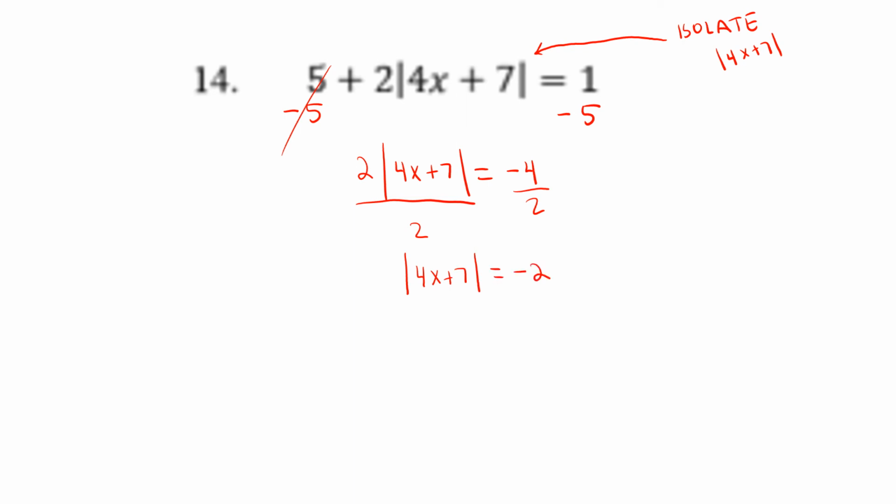We are officially done with the problem. You have isolated this absolute value, right? We don't have anything else to do, and we're going to stop right here. This is a special case. You have the absolute value by itself. Absolute values cannot equal negatives, so this is actually no solution.